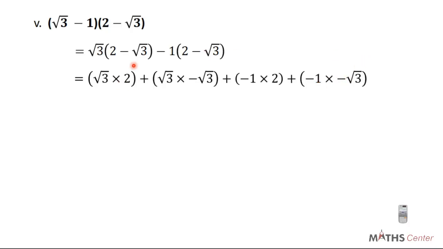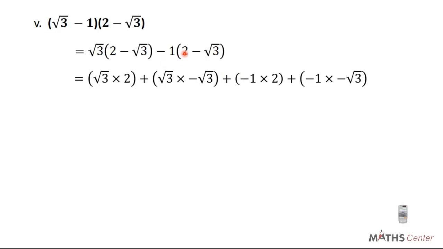So remember that when you close the bracket, you bring your addition sign. Then you multiply the term outside the bracket with the term inside the bracket. So here we have square root of 3 times 2 in one bracket, then you bring your addition sign. The term outside the bracket is root 3. You multiply it with the term here, which is negative root 3. Then plus, you open another bracket here. The term outside is negative 1.